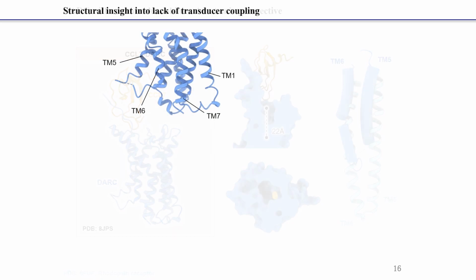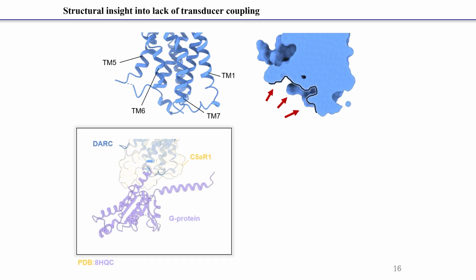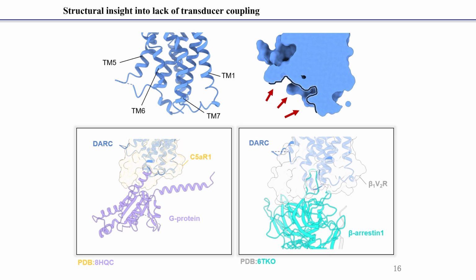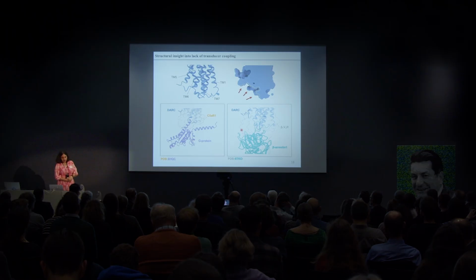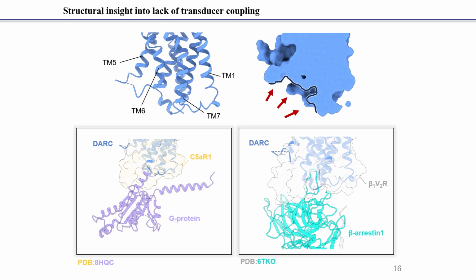Now what these short TM5 and TM6 lead to is that they preclude the formation of a cavity on the cytosolic side of the receptor. Now why is this cavity important? So when we compare the structure of DARC with that of another canonical GPCR, C5aR1, bound to G protein, or another receptor, beta-1 adrenergic receptor, bound to beta-arrestin, we observe that in both cases, this cytosolic cavity is actually where the transducer is docking into the receptor and binding to it. And since DARC does not form the cytosolic cavity, we hypothesize that that is perhaps why it cannot physically couple to either G protein or beta-arrestin.